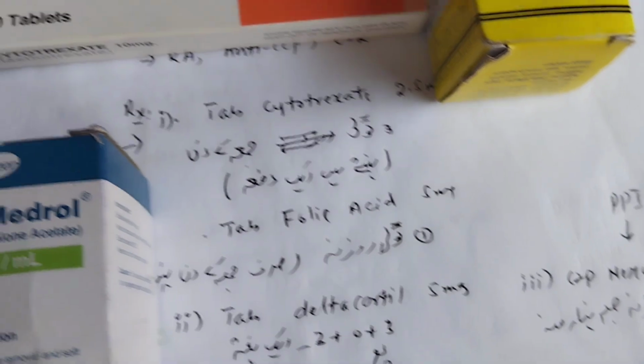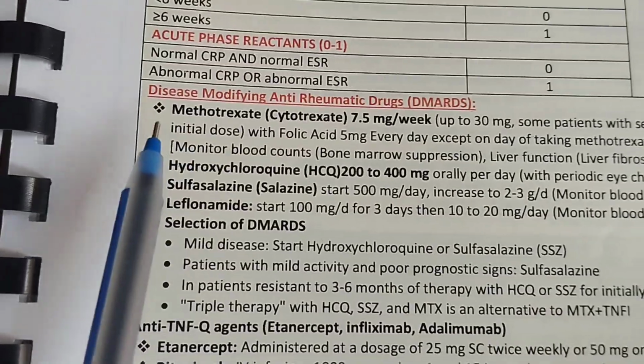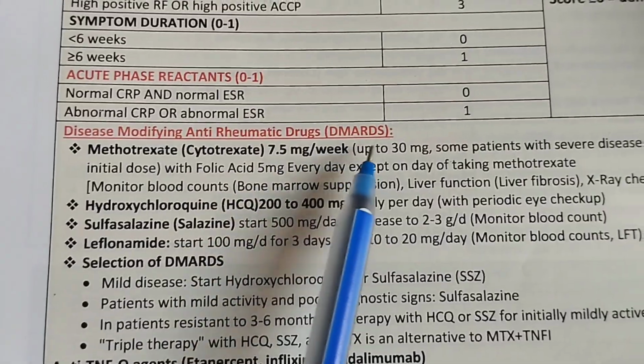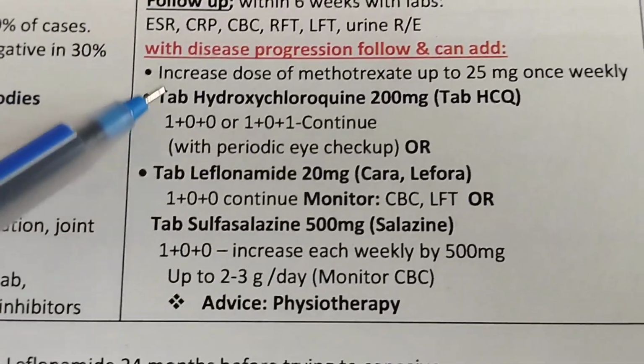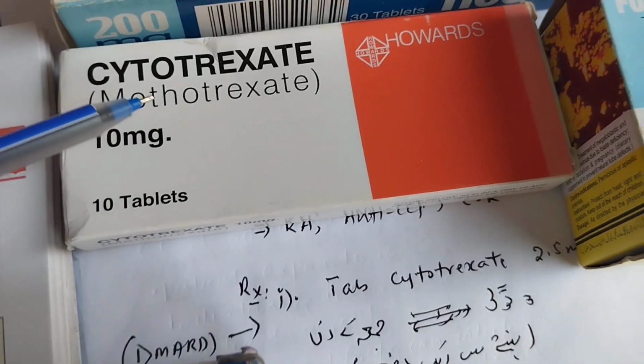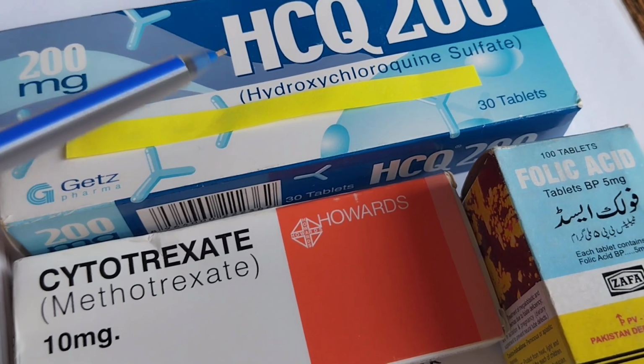Now the second thing: we should give DMARDs, which are disease modifying anti-rheumatic drugs. The DMARD drugs are hydroxychloroquine, leflunomide, methotrexate and sulfasalazine. Here I can show you two, methotrexate and hydroxychloroquine.